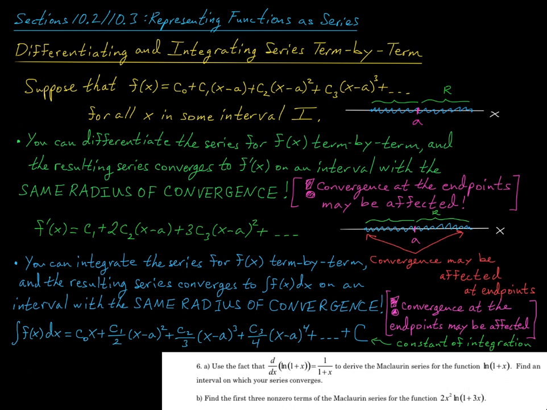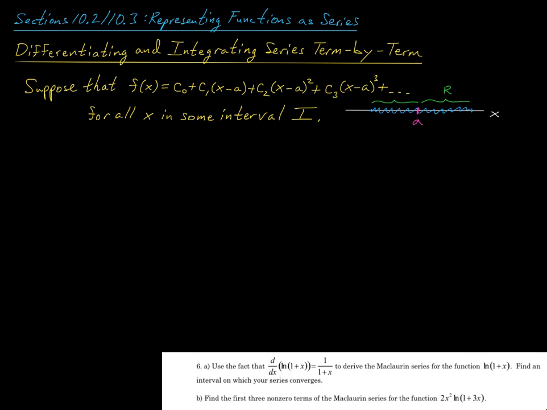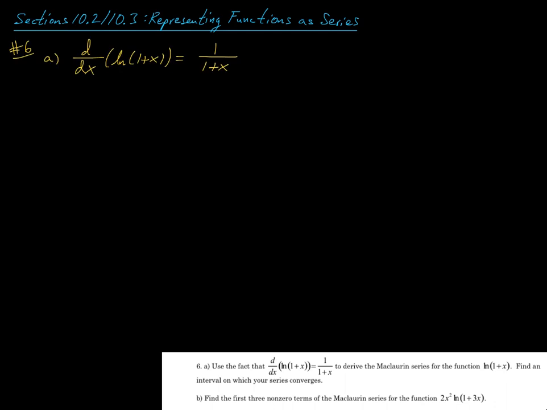Okay, so now let's go ahead and apply this result to question 6. Part A says, use the fact that the derivative of the natural log of 1 plus x is equal to 1 over 1 plus x to derive the Maclaurin series for the function natural log of 1 plus x. And then it says, find an interval on which your series converges. All right, so the first step here is to recognize that this expression, 1 over 1 plus x, is of the form a over 1 minus r.